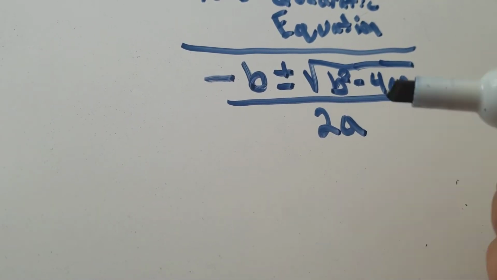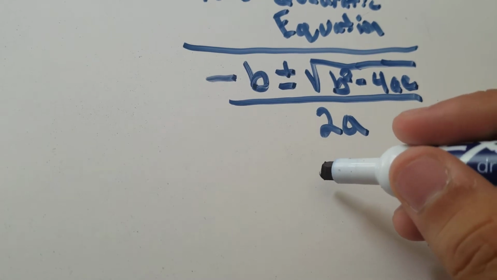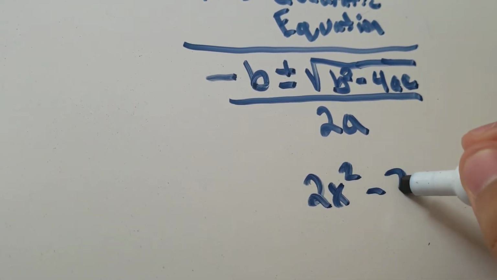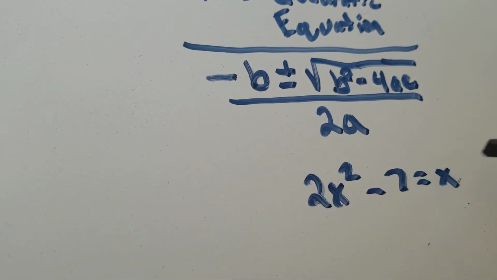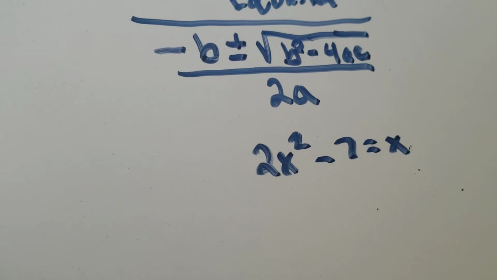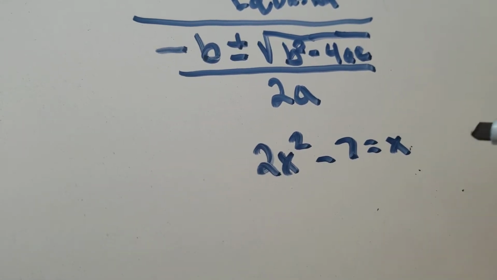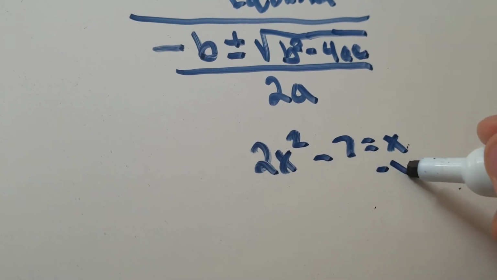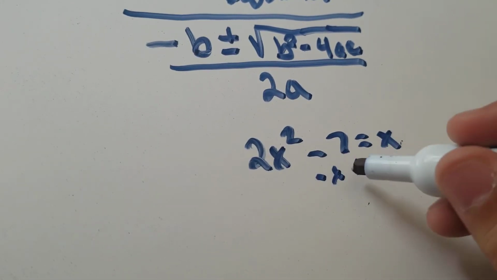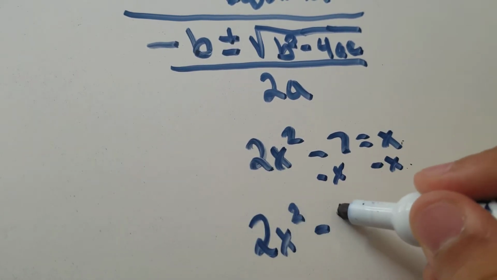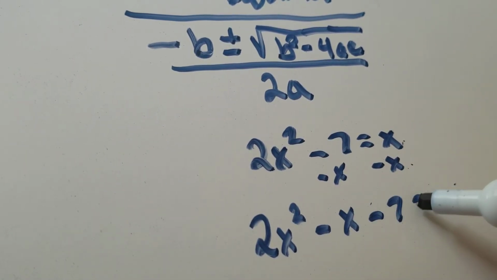First off, we're given some numbers. Let me pick some. Let's say 2x squared minus 7 equals x. Step 1 is to set it equal to 0. To set it equal to 0, probably the easiest thing is to move the x over here, so minus x, minus x. They don't combine with any of the like terms. So it's going to be 2x squared minus x minus 7 equals 0.